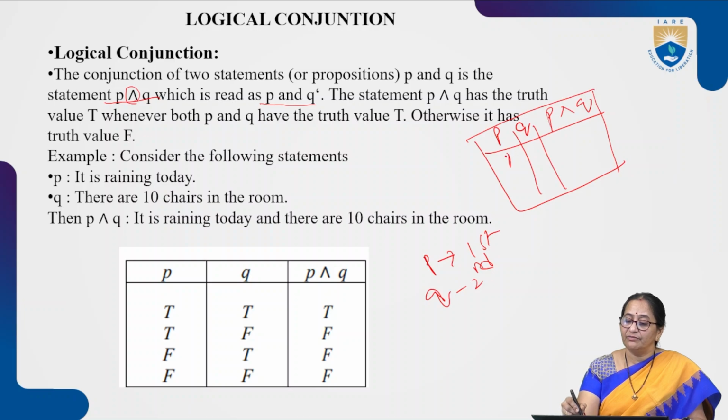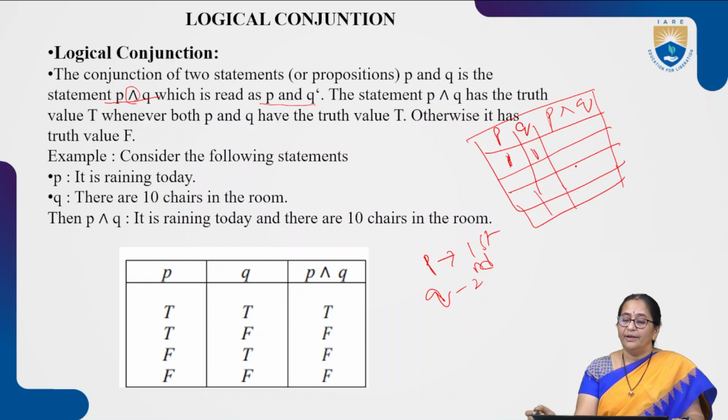P value 1, Q value 1, here we have the result also 1. For example, if today is Sunday and today is a holiday, I am combining these two statements: today is Sunday and a holiday. So its resultant value is also true.